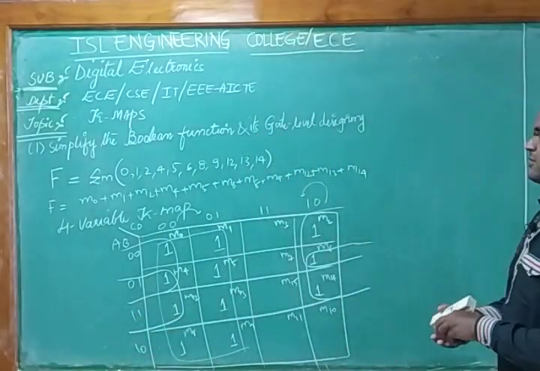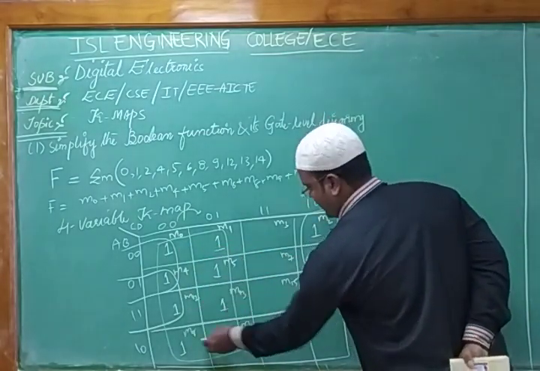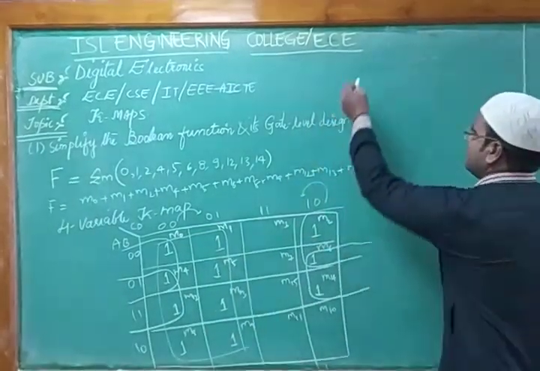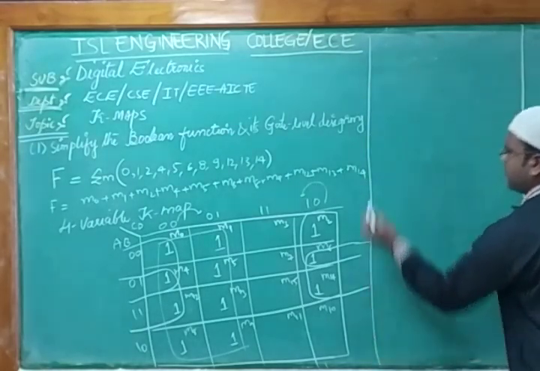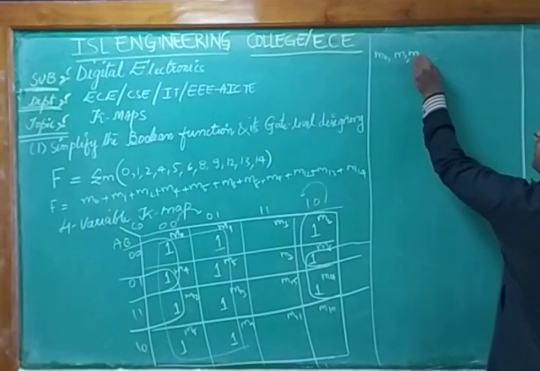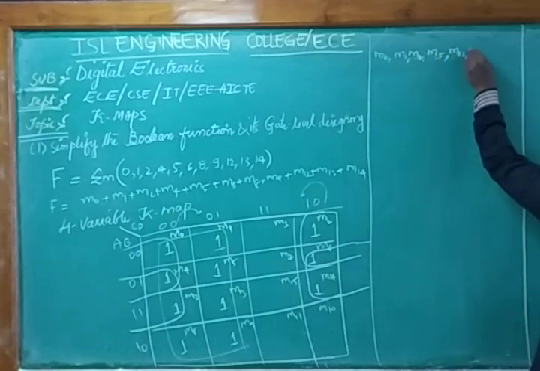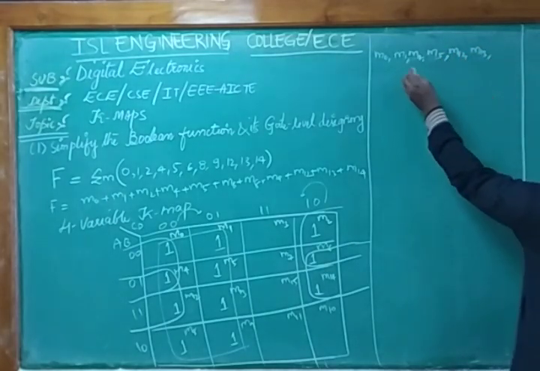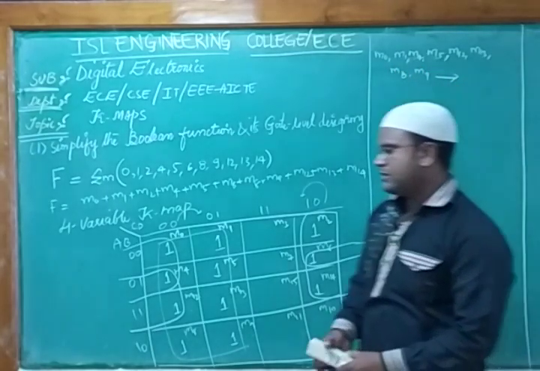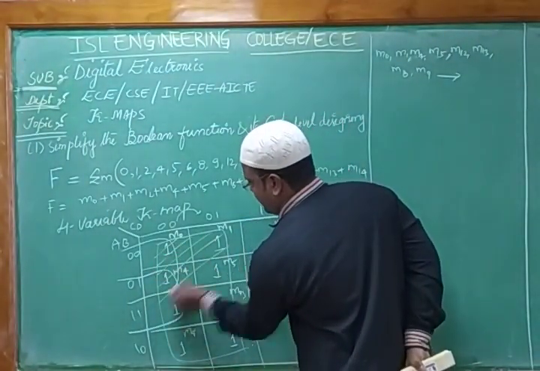So in the first combination, I have m0, m1, m4, m5, m12, m13, m8 and m9. In all of these we have to write the common term. So what is the common in all of these? If I'm taking this box, so I'm taking this particular combination.